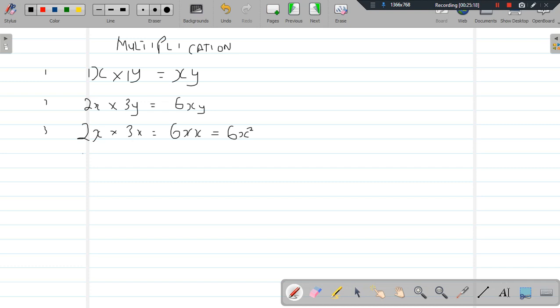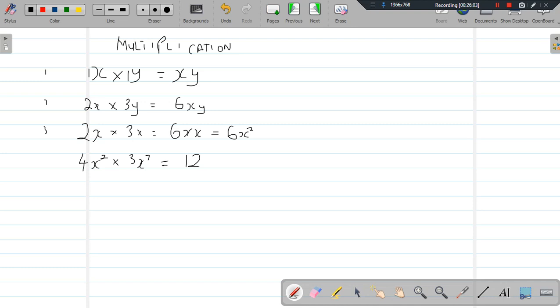I have 4x squared times 3x cubed. Okay, so what did we say over here? Now we said you multiply the coefficient here. So the coefficient of this is 4, the coefficient of this is 3. So 4 multiplying 3 is going to give me 12. So 4 times 3 is going to give me 12.